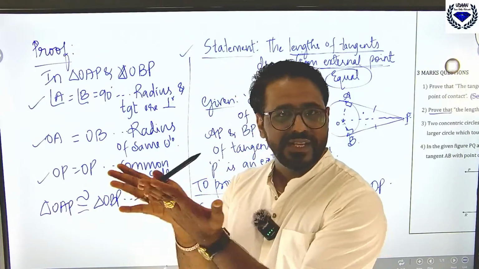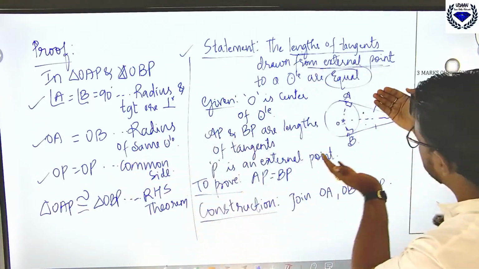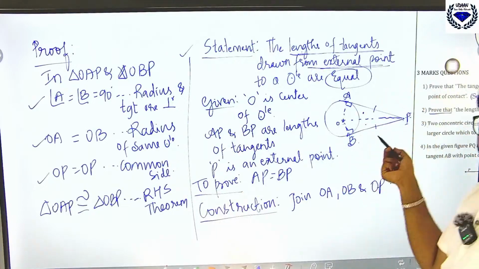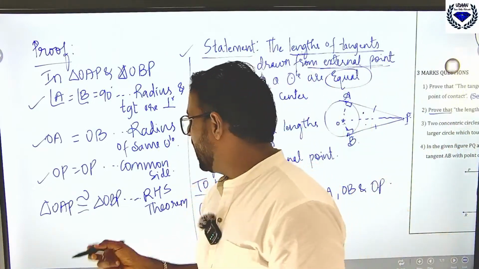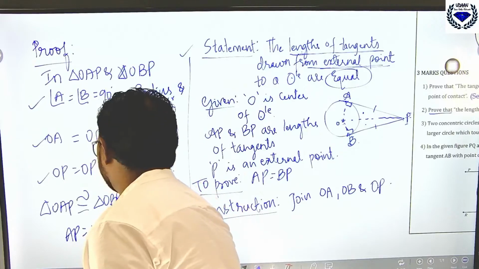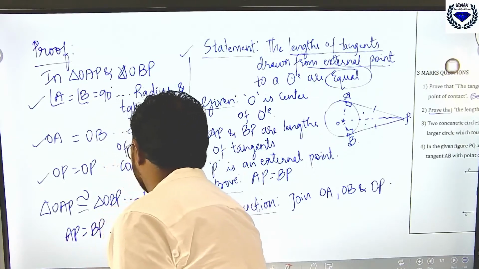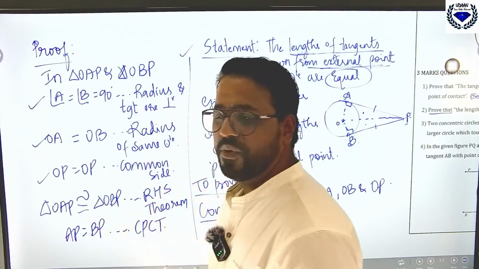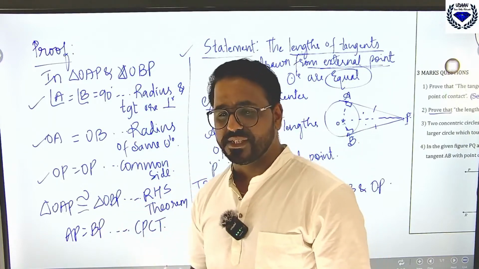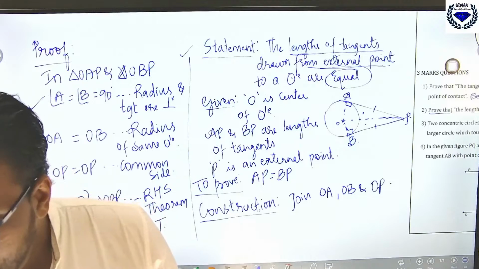Now if two triangles are congruent, then see here, these two are congruent, then AP and BP are equal. Definitely AP and BP are what? Equal. So AP is equal to BP. Why? Corresponding parts of congruent triangles, that is CPCT. Okay, I hope you are getting it.